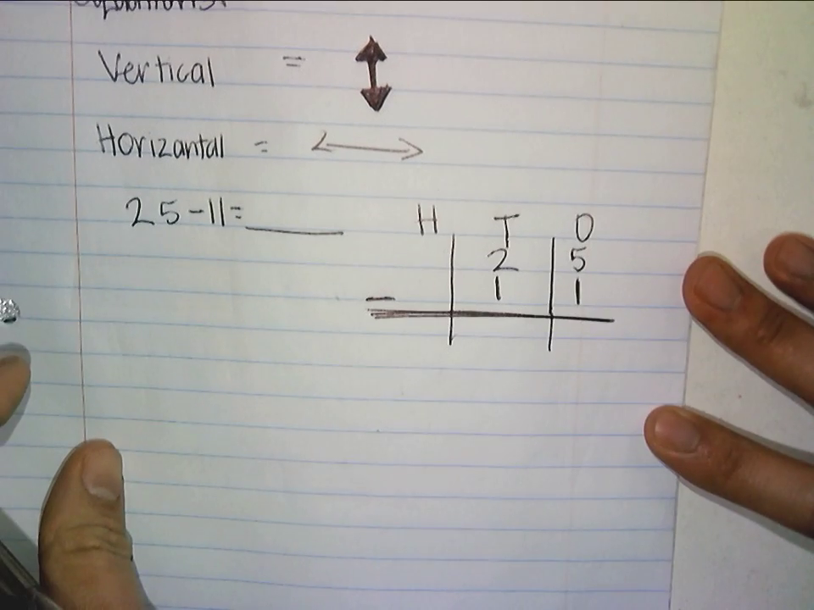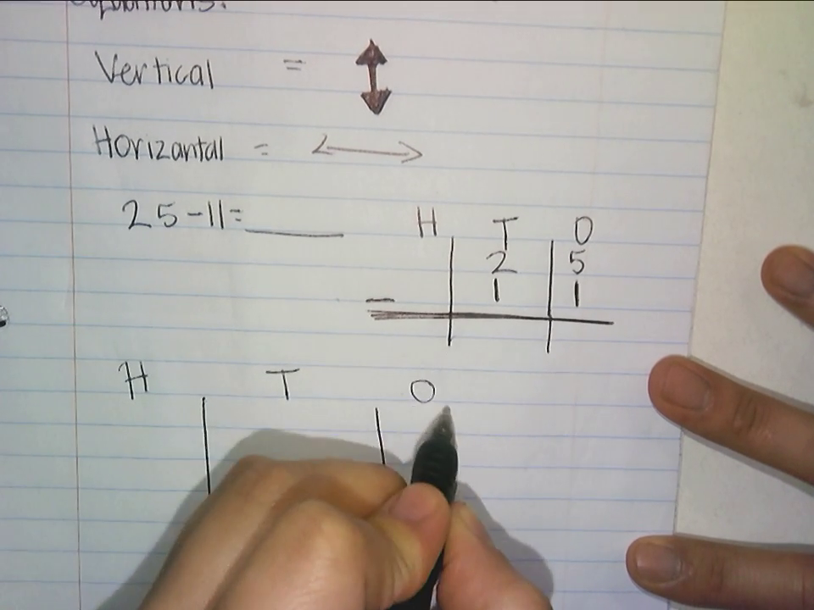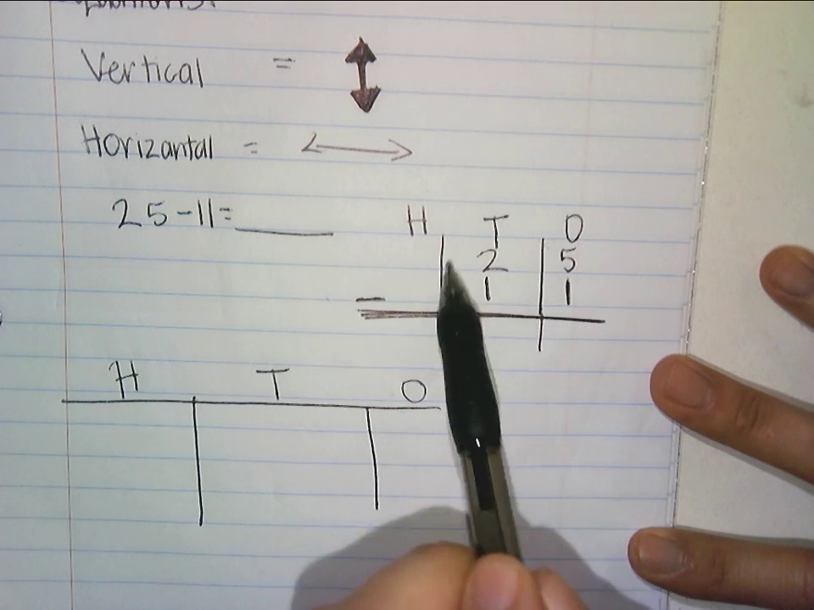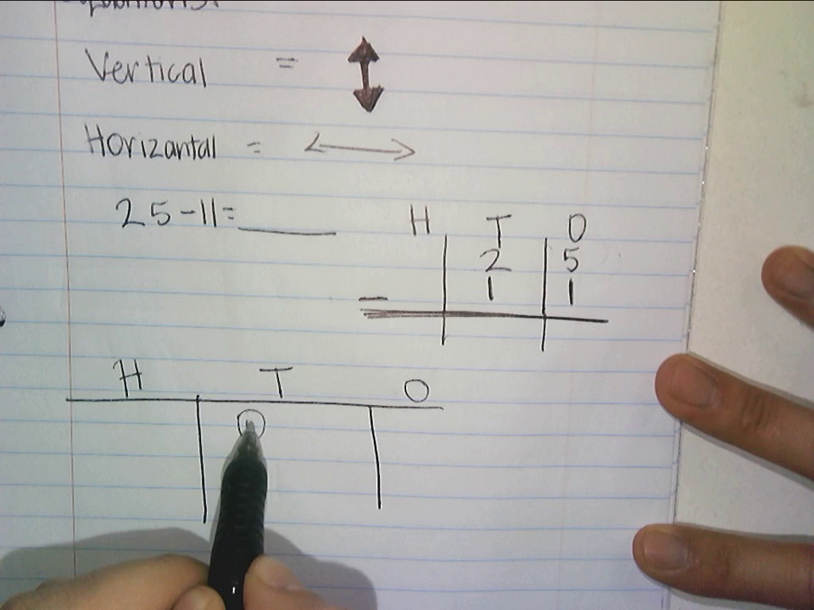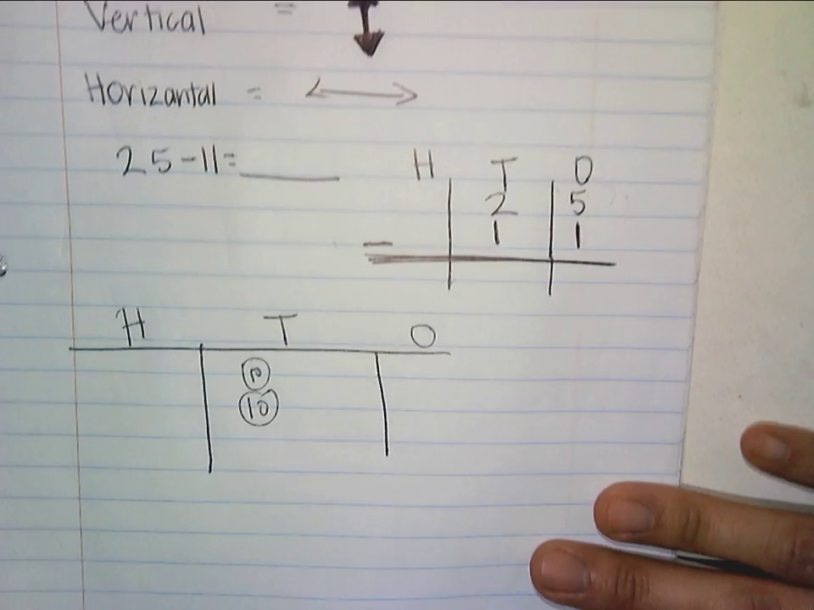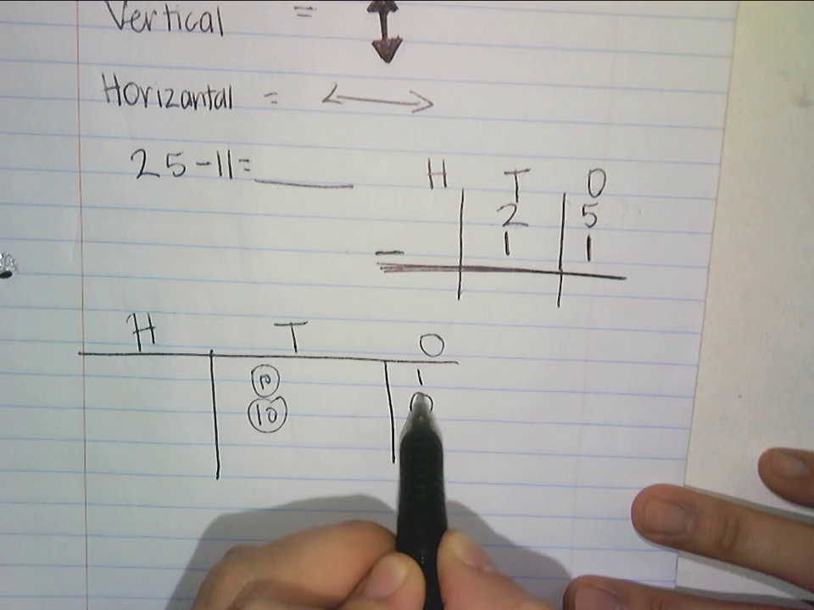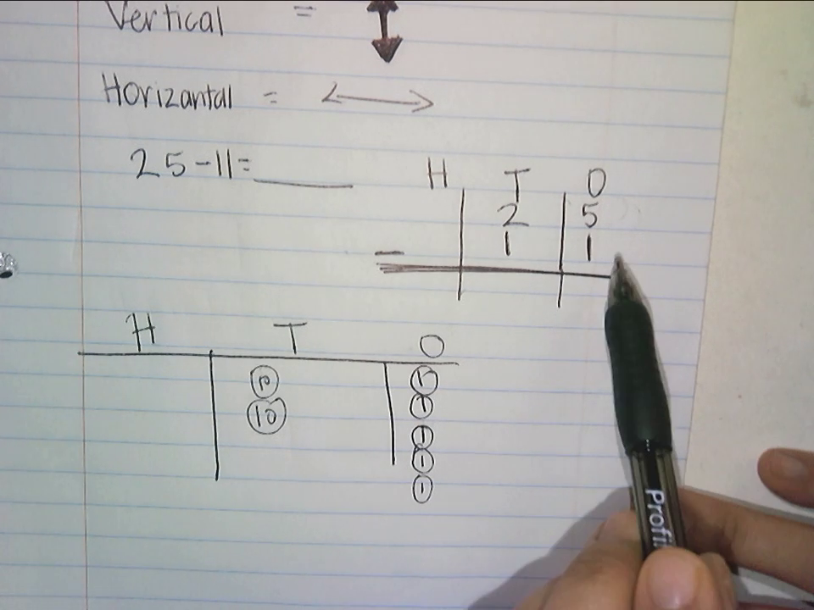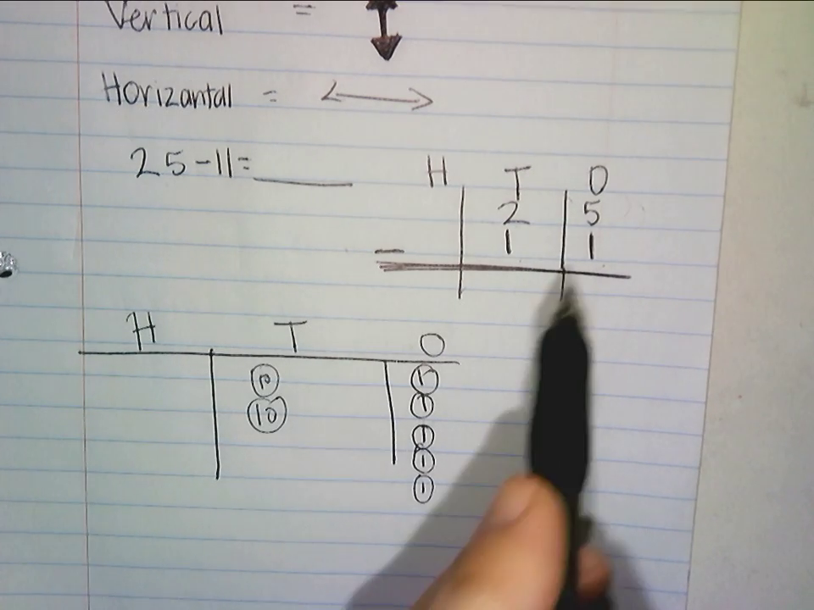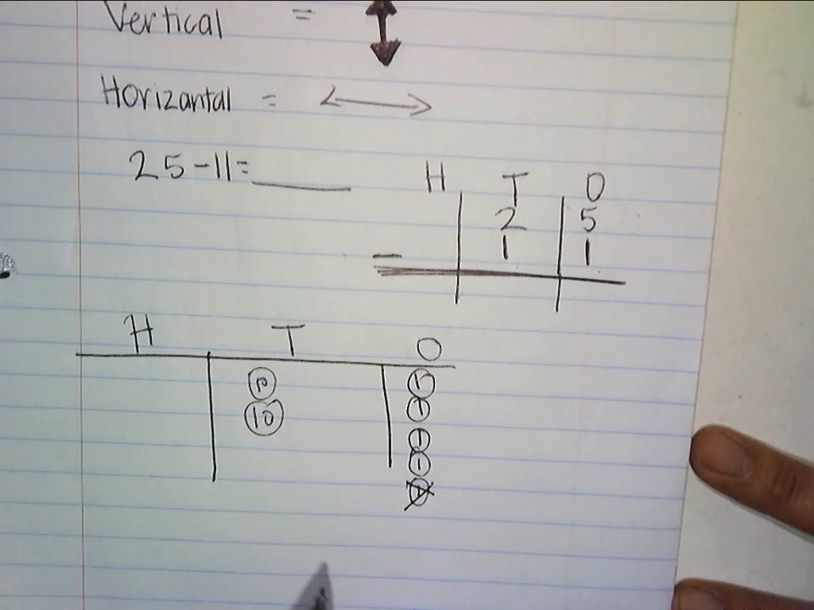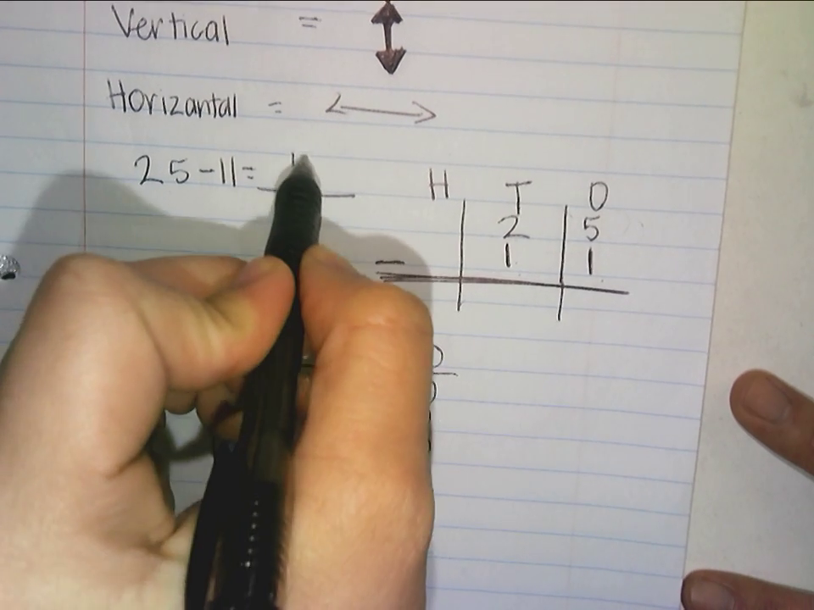So if I'm using a place value chart, I always start with my whole because that's what I'm subtracting, 25. So I'm going to draw 2 groups of 10 and then 5 ones, 1, 2, 3, 4, 5, sticking with that 10 frame lineup. So you subtract in the ones, tens, hundreds. So if I have 5, I'm going to subtract 1. And I have 2 tens, I'm going to subtract 1 ten. So that leaves me with 14. So the answer is 14.